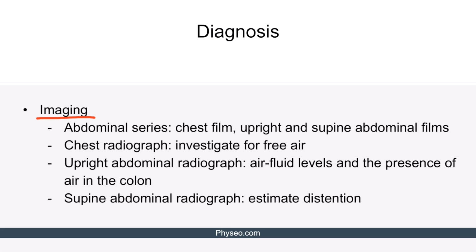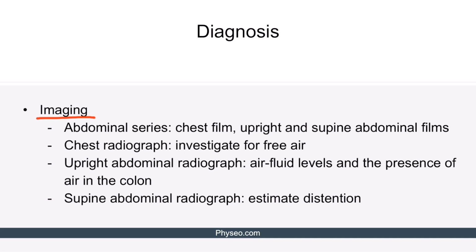This includes an upright chest film, upright abdominal film, and supine abdominal films. Each of these images can evaluate something different in the context of small bowel obstruction. A chest radiograph can be used to investigate for free air above or below the diaphragm, which would be indicative of a perforation.